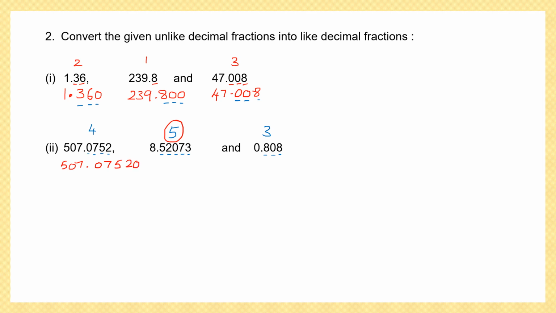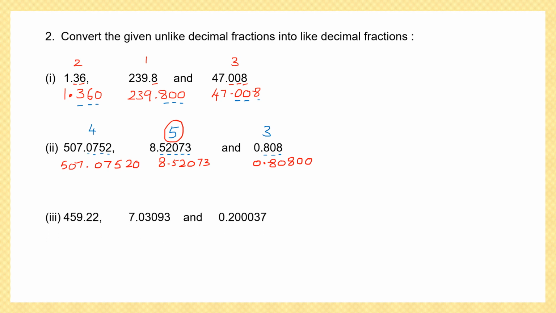507.0752 and we add a 0. The second one already has 5 decimal places, 52073. And the third one, 0.808. This has only 3, so we're going to add 2 more zeros and make it 5 decimal places. So all 3 numbers now have 5 decimal places.